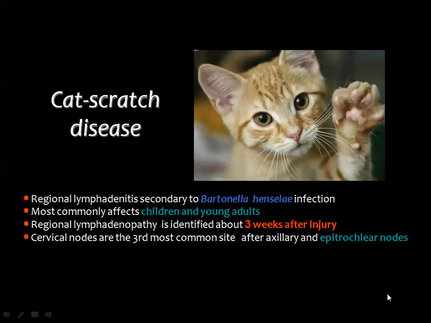Cat scratch disease is a regional lymphadenitis secondary to infection by Bartonella henselae, and this usually affects children and young adults. The lymph nodes will appear in the range of 3 weeks after the cat scratch. And the most common site for cat scratch lymphadenopathy is the epitrochlear nodes located near the elbow, followed by the axillary nodes, and followed by the cervical nodes.